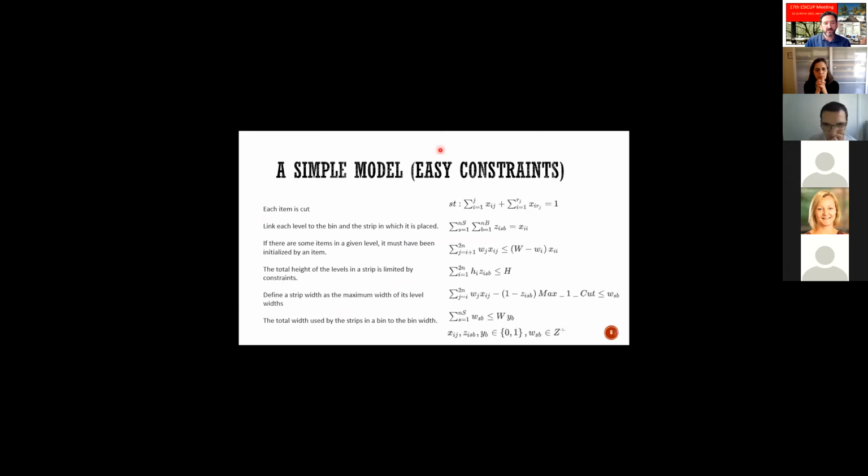Okay, the easy constraints that we can think about, I think it's not very difficult, is about, for instance, each item has to be cut. These constraints link each level to the bin and the strip in which it's placed. Here we have, if there are some items in a given level, it must have been initialized by an item. This is the height, this is about the width, and the total width used by the strips in a bin is limited to the bin width. Okay, I think this is more or less easy.